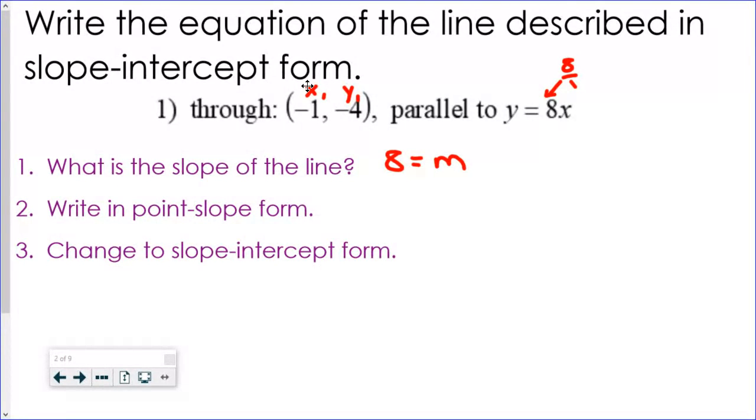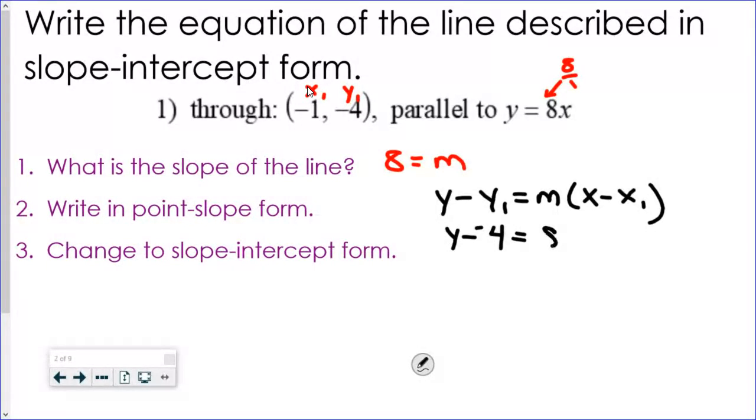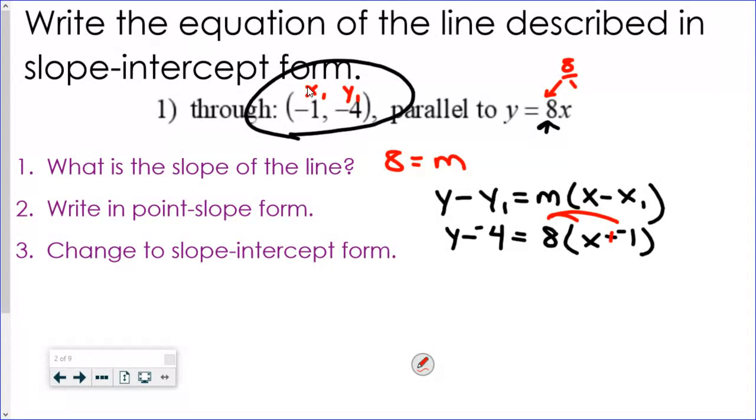Now, we're going to write it in point slope form. Remember, point slope form is this. Okay, so I'm going to put the y by the y, the slope, then the x by the x. And now I'm going to change it to slope-intercept form. Same thing you did before the last test. I'm going to do the keep change there as well. So this is really y plus 4.